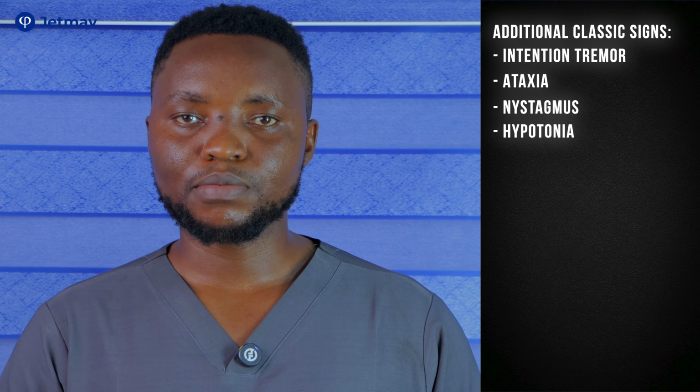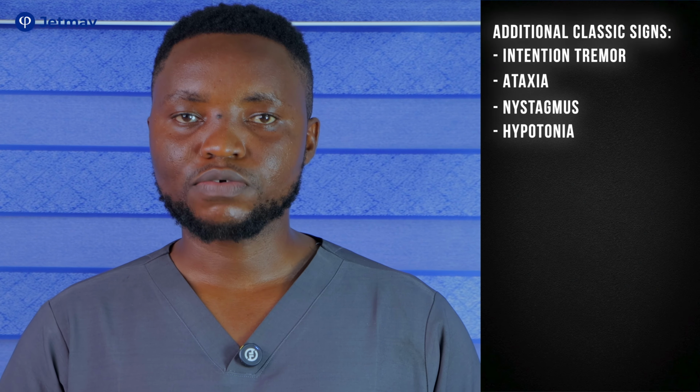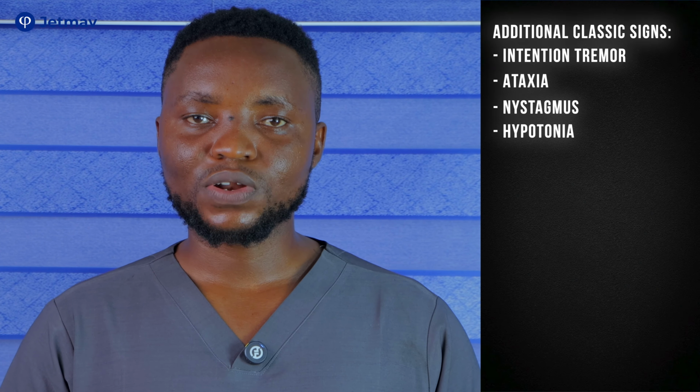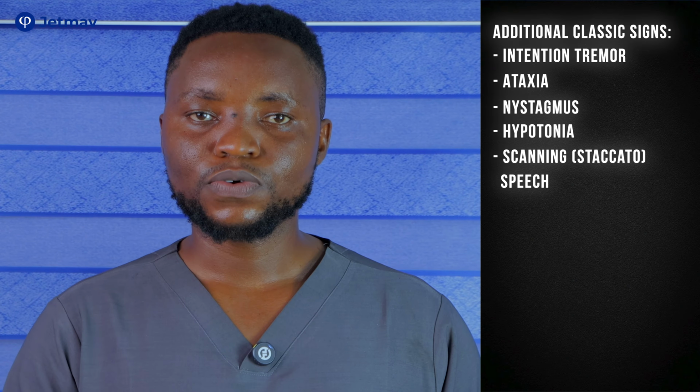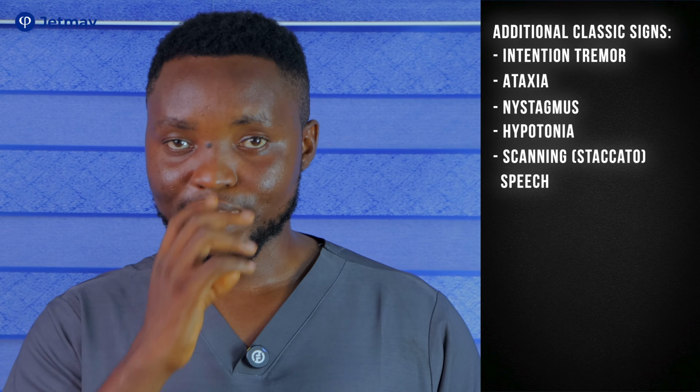Remember how we said that the cerebellum helps to control the muscle tone. So we might have hypotonia as one of the signs of cerebellar lesion. So we might also have what we call scanning speech or staccato, when there's irregular rhythm and emphasis during speech. These are some of the signs you can get when there's any cerebellar lesion.